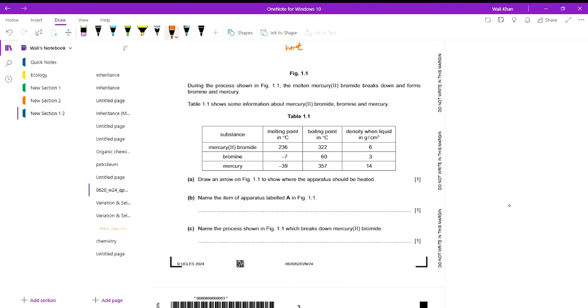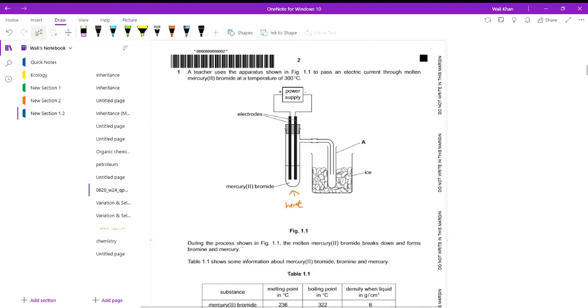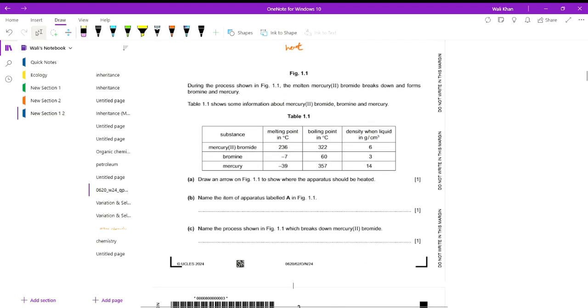Name the item of apparatus labeled A in the figure. Test tube or boiling tube. Name the process shown in the figure which breaks down mercury bromide.